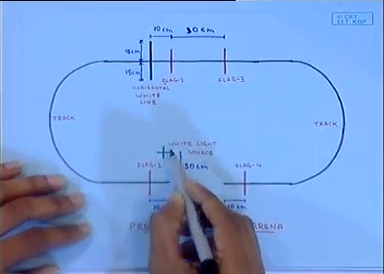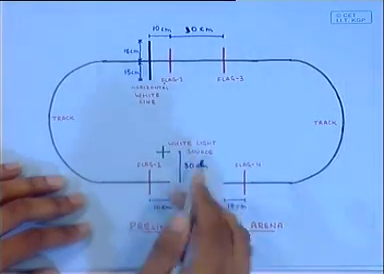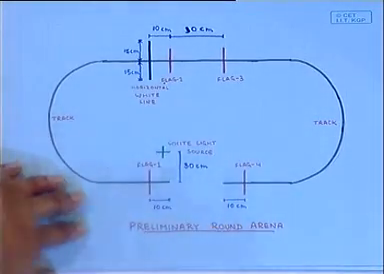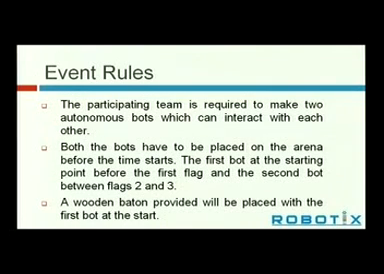There will be a white light source at a distance of 30 centimeter. This white light source can be on either side of the track. This will mark the starting signal for the first robot. The cylindrical wooden button will be of length 10 centimeter and radius 2 centimeter. The arena will have standard classroom illumination. Any extra illumination has to be arranged by the participants themselves. The arena base will be made of plywood painted black with blackboard paint. The tracks will be made up of standard white chart paper.